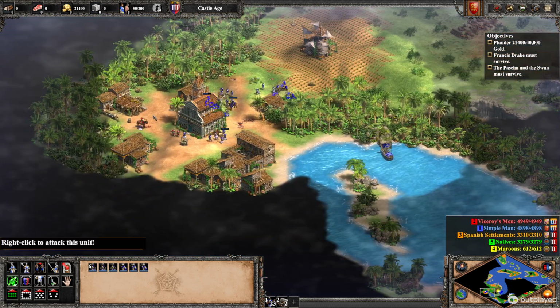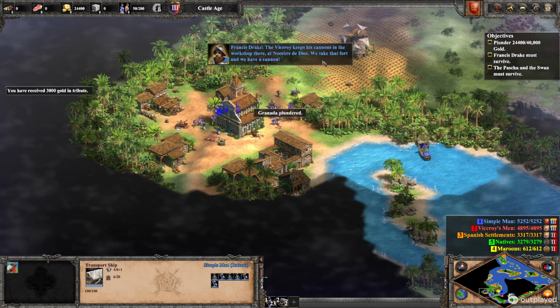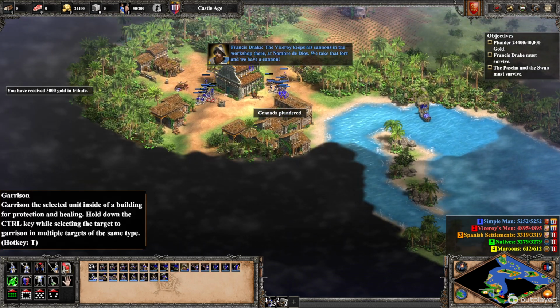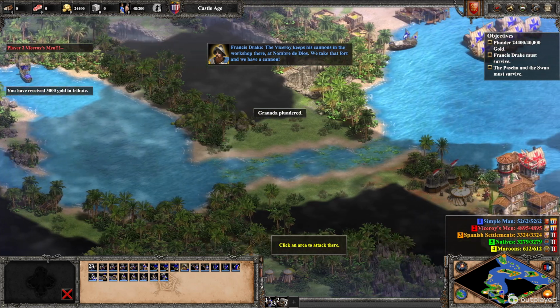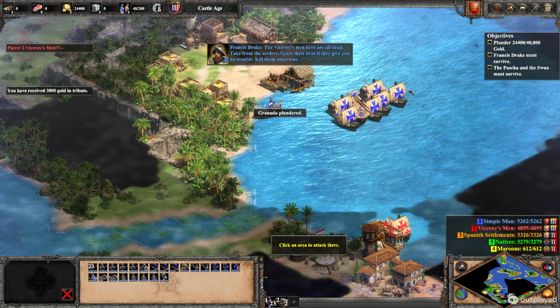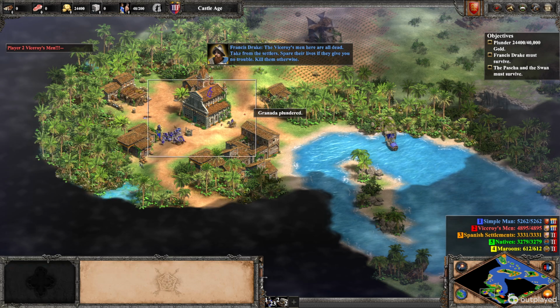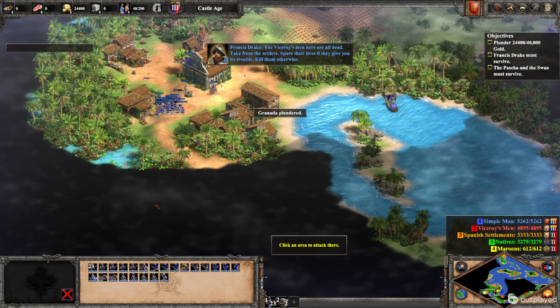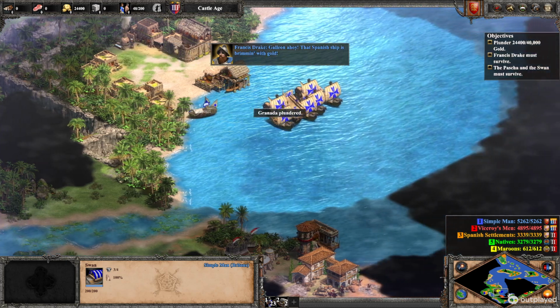The Viceroy keeps his cannons in the workshop there, at Nombre de Dios. We take that fort, we have a cannon. The Viceroy's men here are all dead. Take from the settlers. Spare their lives if they give you no trouble. Kill them otherwise. Galleon ahoy! That Spanish ship is brimming with gold.